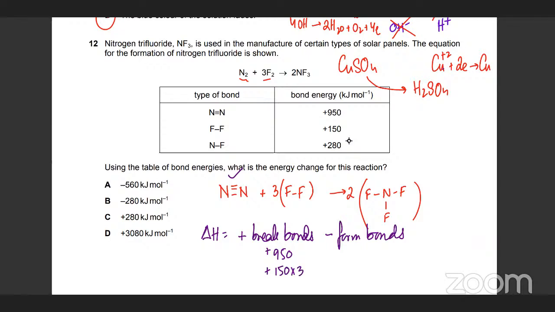Yes. And on the other side, you've formed how many bonds? You formed 3 NF bonds, and they're 2 molecules, so that's a total of 6 NF bonds. So that's 6 into 280, and that's going to be exothermic. It's going to be negative. So what do we get? Minus 280, which will give you B.